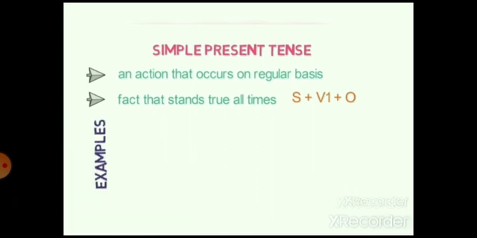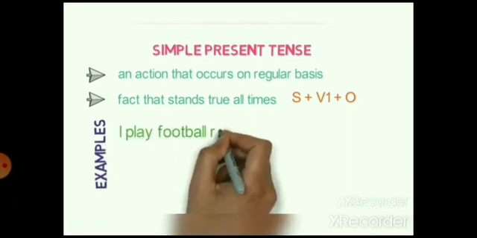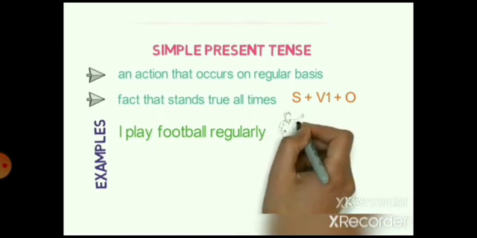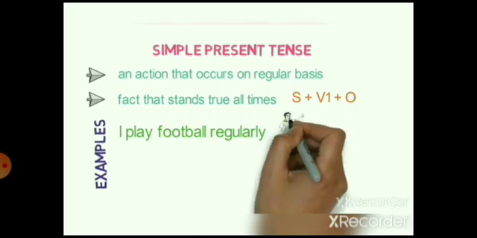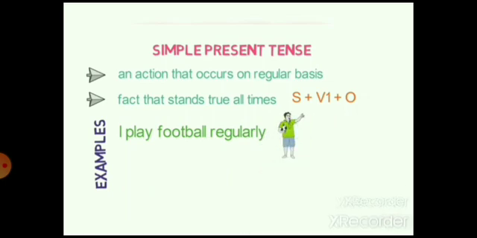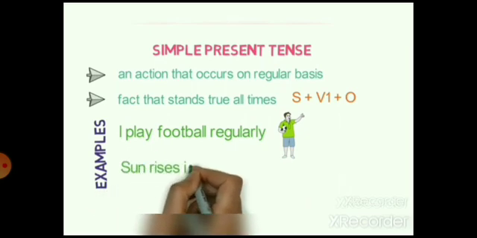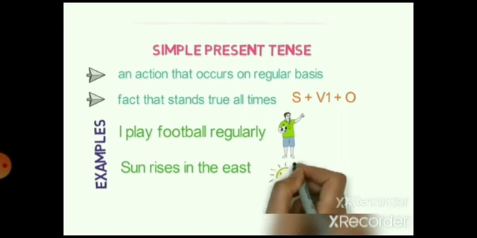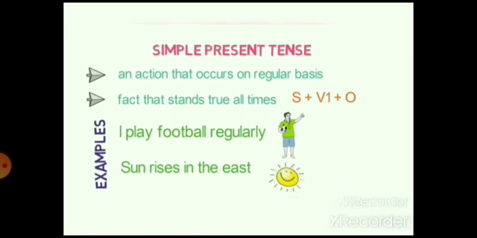Let's see an example of a regular action. I play football regularly. In this sentence, we can see that I am doing an activity on a regular basis from the past, and in the future also I will continue. Let's see an example of a fact. Sun rises in the east. It is a truth. No one can challenge it. So, it's an example of simple present tense.